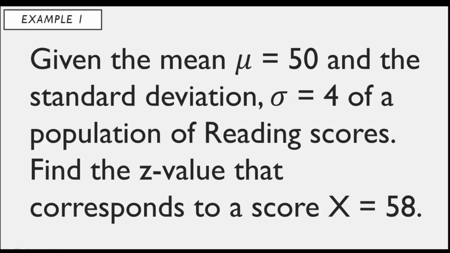Given the mean is equal to 50 and the standard deviation equal to 4 of a population of reading scores, find the z-value that corresponds to a score x is equal to 58. For our solution, first we should write what is given in the problem. So we have our mean is equal to 50, our standard deviation is equal to 4, our x is equal to 58, and we're going to find the value of our z.